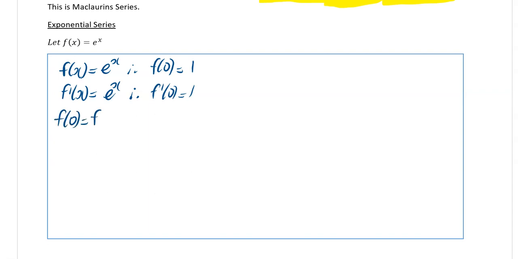So f of 0 is going to be equal to f dash of 0, is going to be equal to f double dash of 0, is going to be equal to, all the way along to f n of 0. They are all going to be equal to just 1.